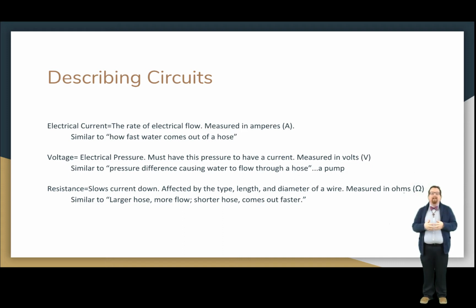Lastly, we have resistance. Resistance will counteract the current and slow the electricity down. This can be affected by the type of material the wire is made out of, the diameter of the wire, or the length of the wire.